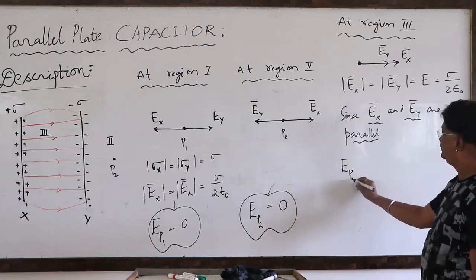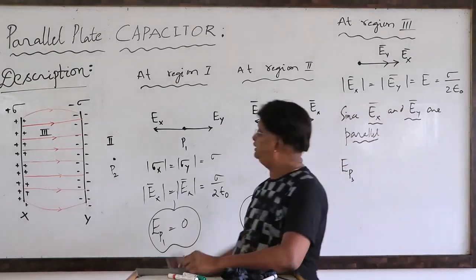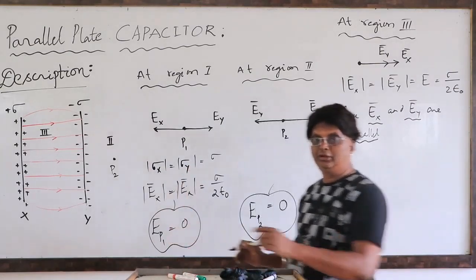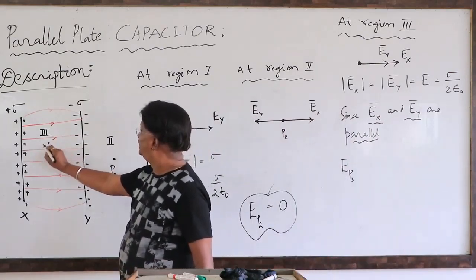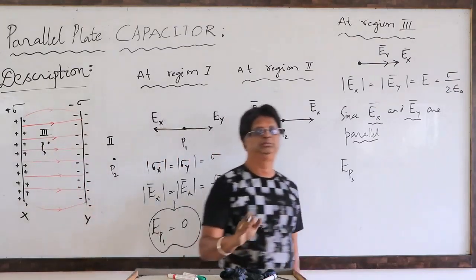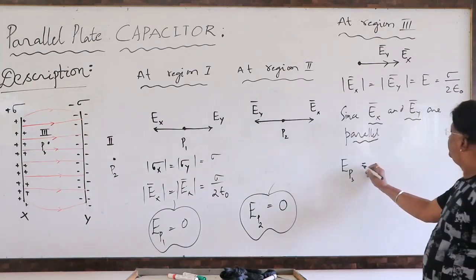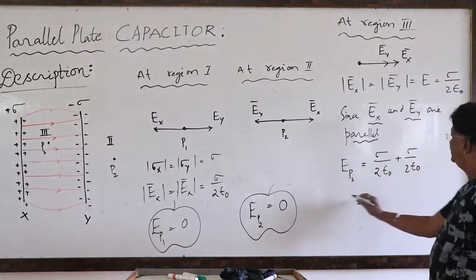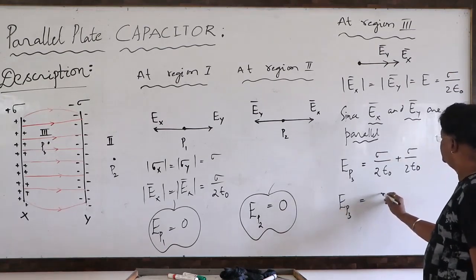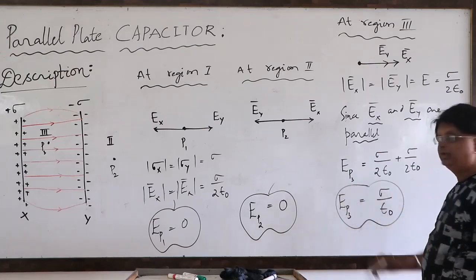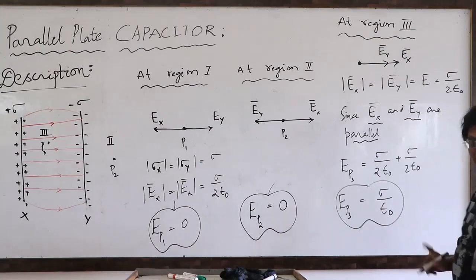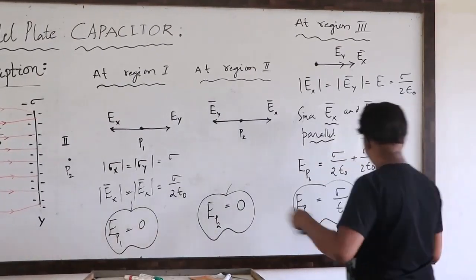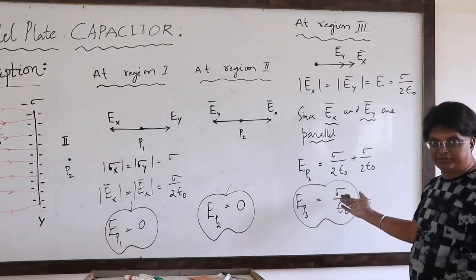Therefore, E at P3. As you can see, we have shown a uniform electric field between the two parallel plates. So E at P3, or any point in between, is the same, because it is a uniform electric field. So E at P3 is equal to sigma by 2 epsilon naught plus sigma by 2 epsilon naught. Therefore, E at P3 is equal to sigma by epsilon naught. This is a very important formula.